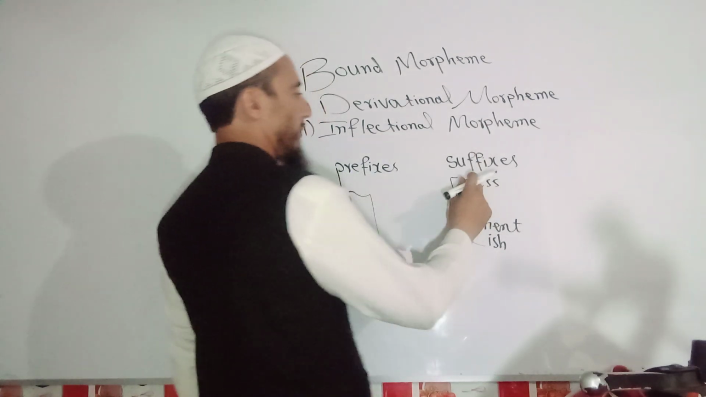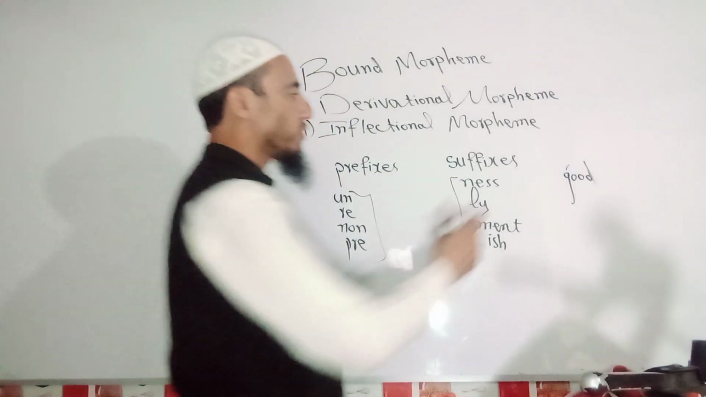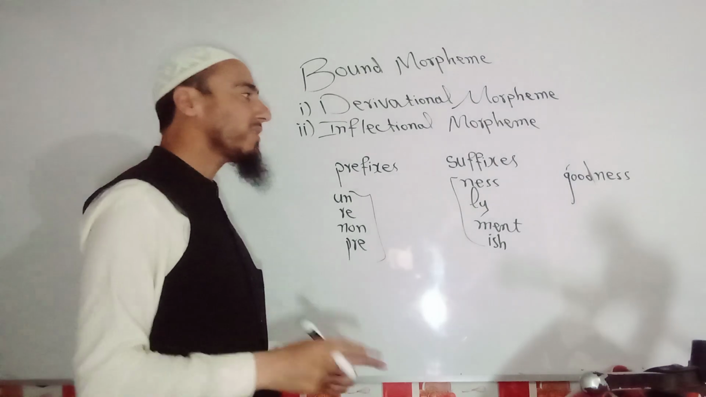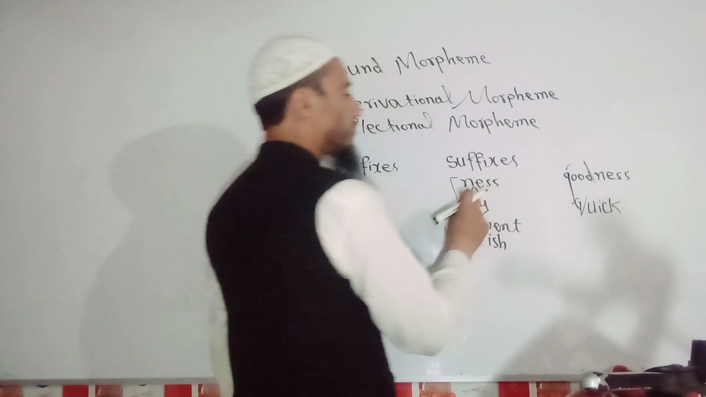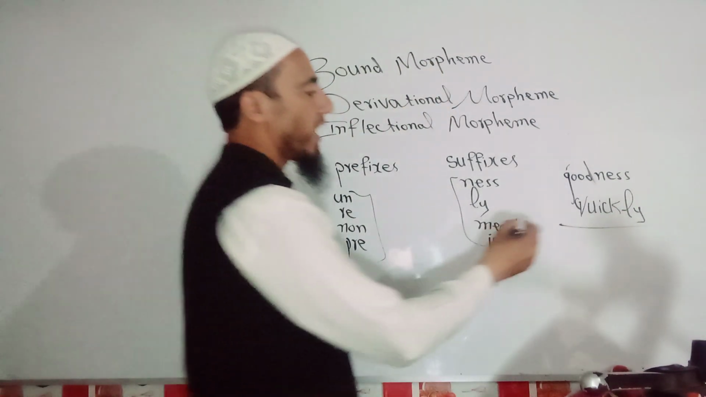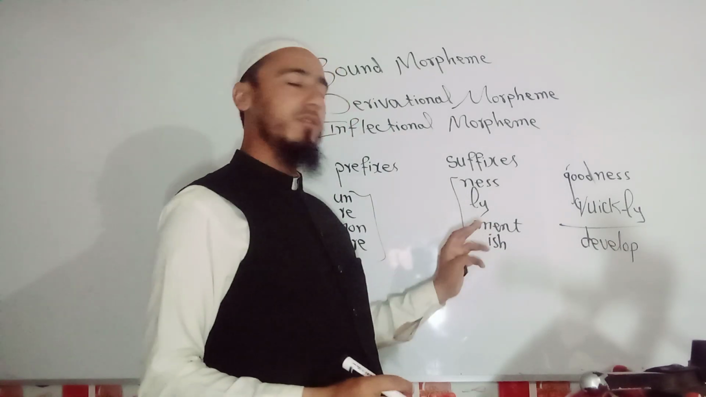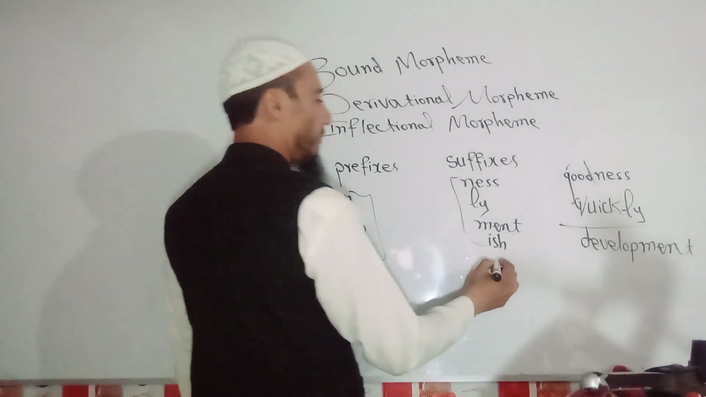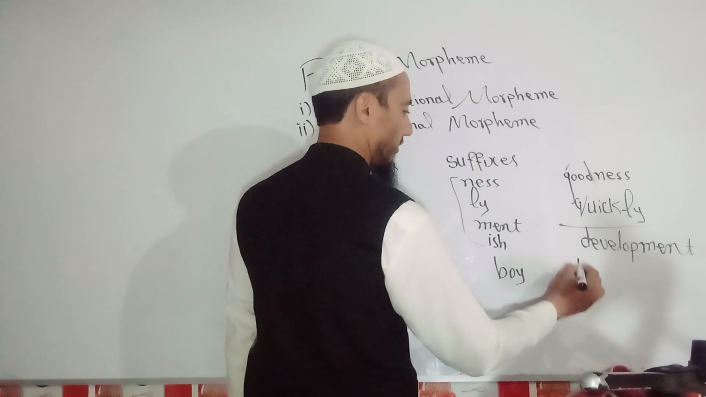So, for example, we have good. That is an adjective. If you want to make a noun, you may put this suffix, ness. So now it is a noun, goodness. For example, we have quick. Quick is an adjective. If we want to make an adverb from it, we can put ly, quickly. So it becomes an adverb. And we have the verb develop. We want to make a noun from this verb, so we put ment with it, development. Take the example of boy. If we want to make an adjective from it, you may put ish, boyish.